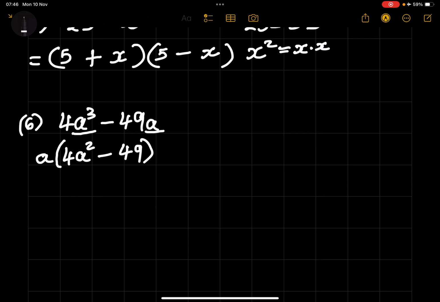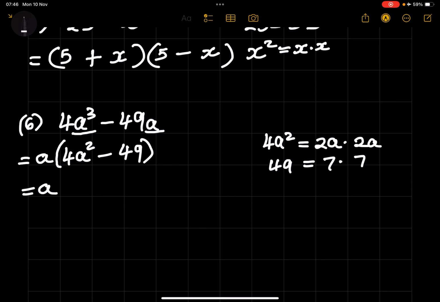Now inside the brackets, I need you to recognize that there's a difference of two squares, because 4a squared can be broken into 2a times 2a. Then 49 can be broken into 7 times 7. So we're going to have the a outside, and then we're going to factorize the bracket further. The 4a squared breaks into 2a and 2a. The 49 breaks into 7 and 7. And then you switch the signs.